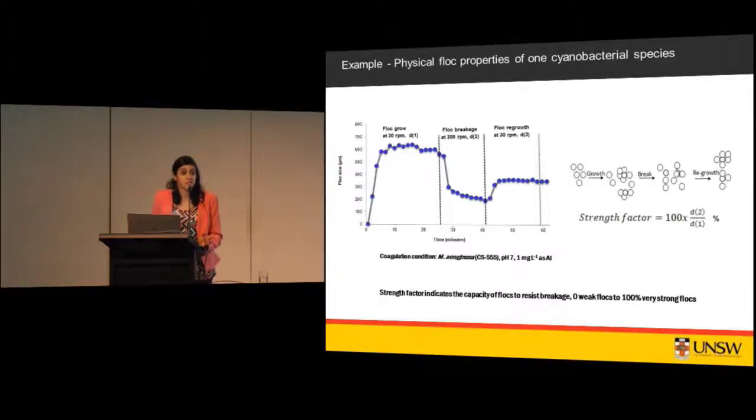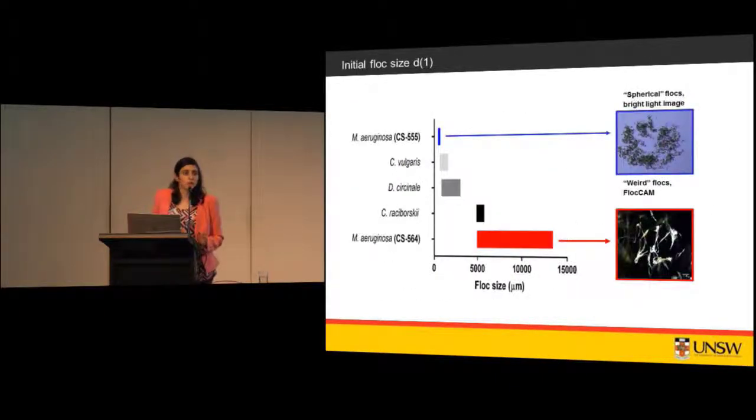With that, I get a strength factor, which is a number, where 0 means they cannot regrow and 100% means they can regrow after breakage. So I started to look at what the flock size is for these 4 species plus green algae. And I got very interesting results. I got two sisters, or one sister and one brother: very similar species, different strains, but different flock characterization. The flock size of this one was about 600 microns, and this one got 113 microns.